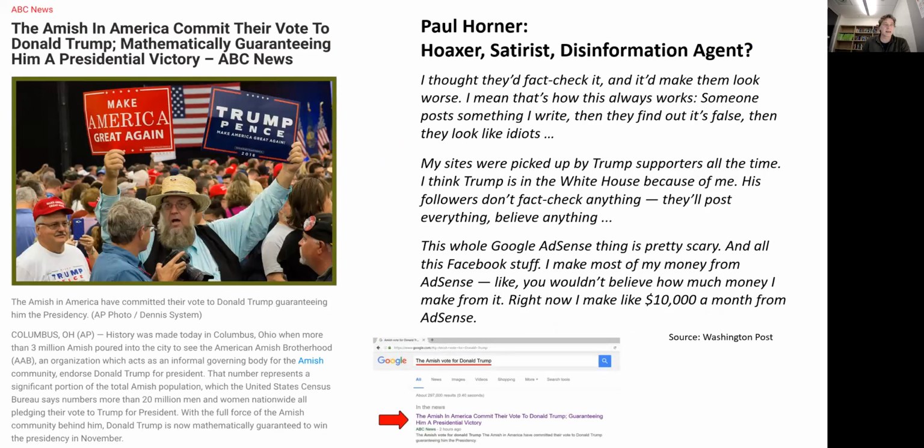Right. So the first example we're looking at is from the lead up to the 2016 presidential election in the US, where a young man called Paul Horner was making money essentially from his website, or a series of websites, where he posted clickbait articles, essentially satire or hoax articles, in the same way that The Onion, for example, is another famous satirical website.